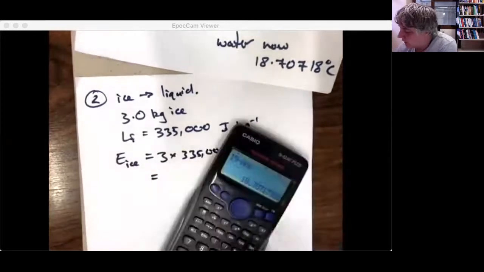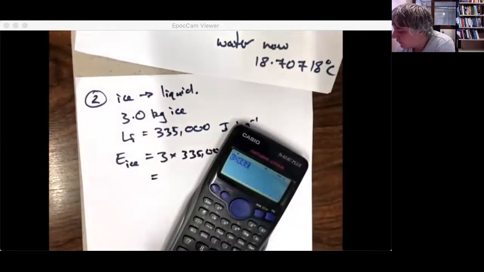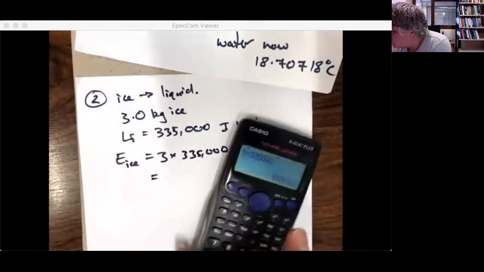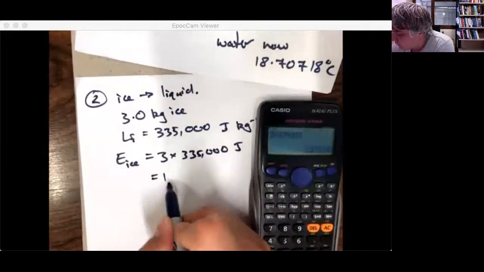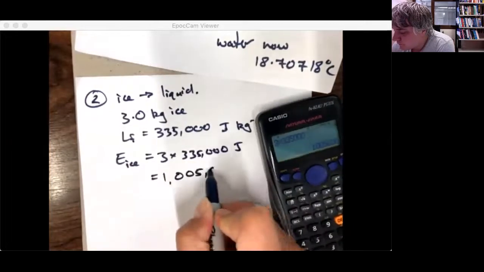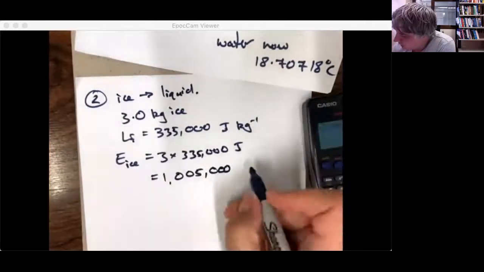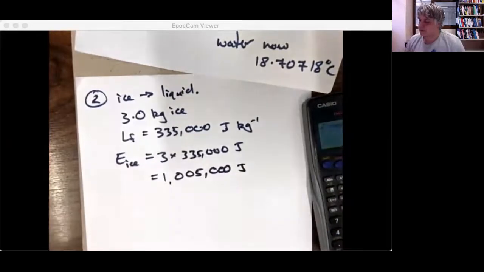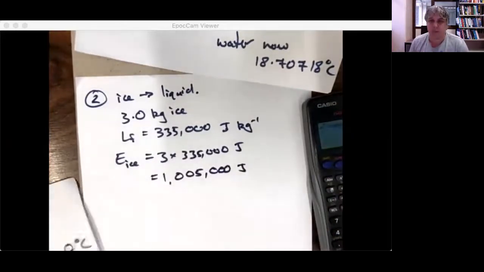And so, again, just grab our calculator, 3 times 335,000 is 1,005,000 joules. 1,005,000 joules. And where does that come from?